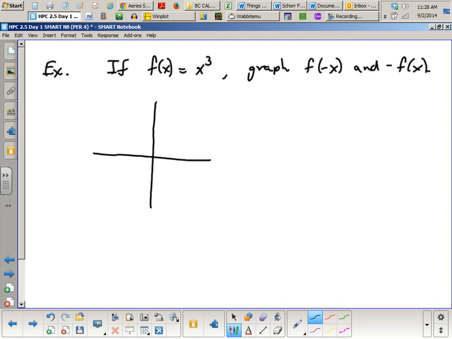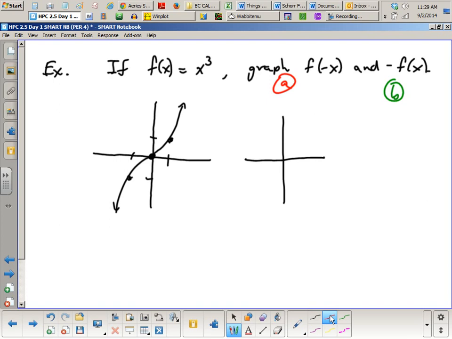Okay, you're supposed to know this graph now. This is x cubed, so you're supposed to be very familiar with it. It passes through 3 points: (0, 0), (1, 1), and (negative 1, negative 1). So it looks like that, right? And then we're going to be trying to graph for part A, f of negative x, and then for part B, I'll do that in green, negative f of x. So they're not the same, generally speaking. All right, so let's graph this here. f of negative x means flip it backwards, right?